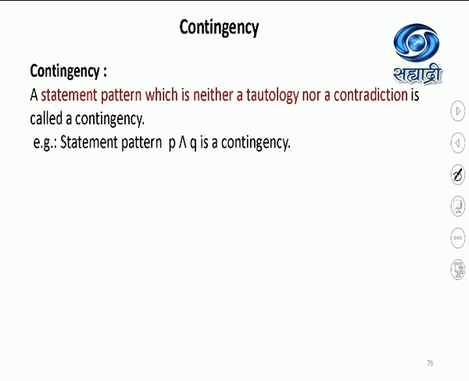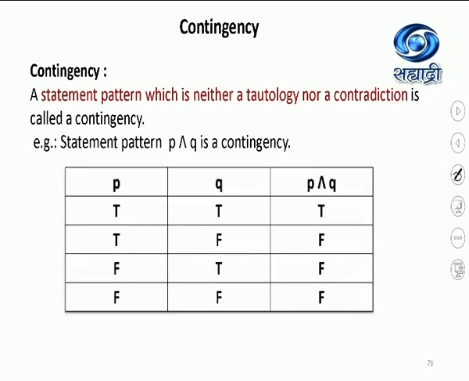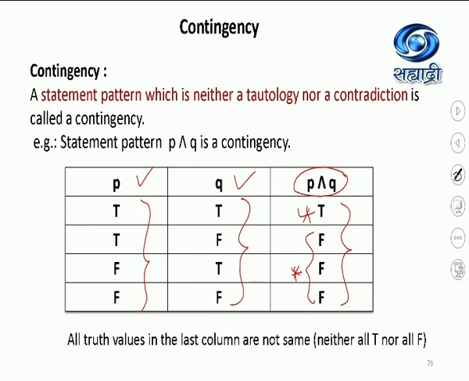Simple words. If you consider the statement pattern P and Q, for all possible combinations of truth values of prime components P and Q, the statement pattern has not all T or all F, but a combination of T and F. Last column entries are a combination of T and F. So how do you write the conclusion? All truth values in the last column are not the same, that is, neither all T nor all F. P or negation P is a contingency.